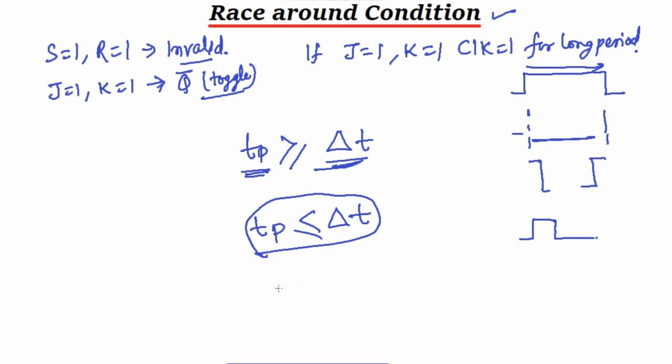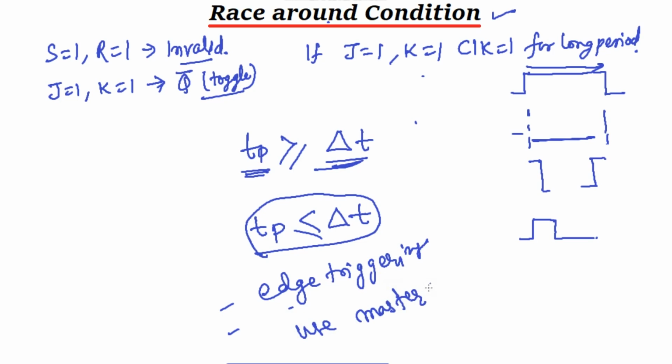One more thing we have to use is edge triggering. This type of problem, the race around condition, occurs only when we are using level triggering. So we have to use edge triggering, and one important solution is that we use the master slave flip-flop. We will discuss the master slave flip-flop next. Okay, thank you.